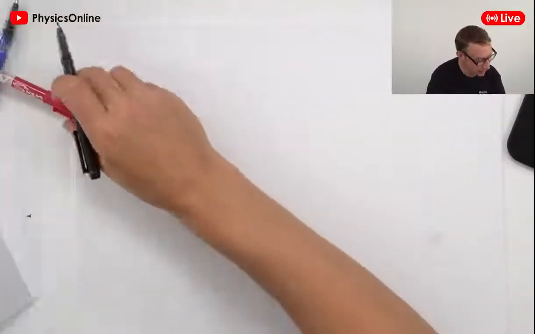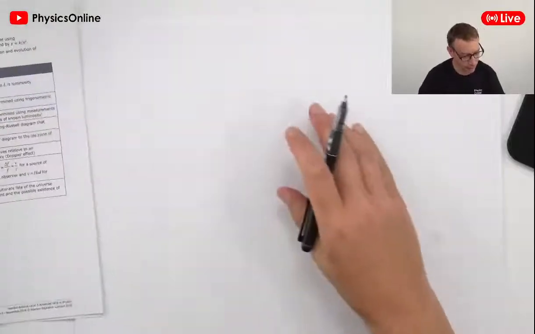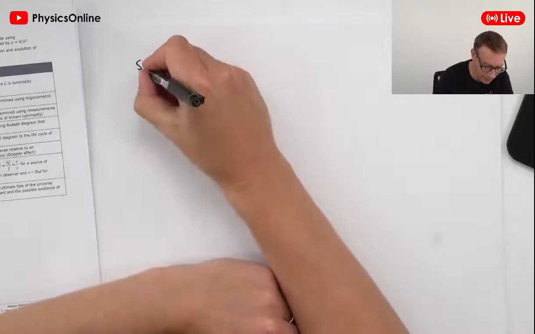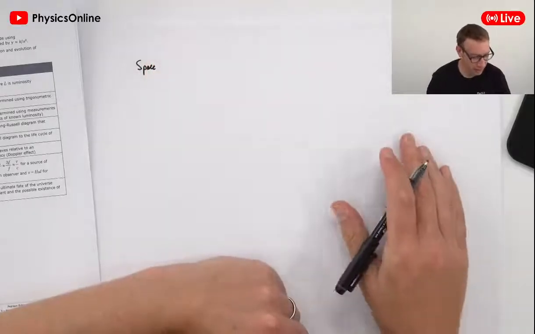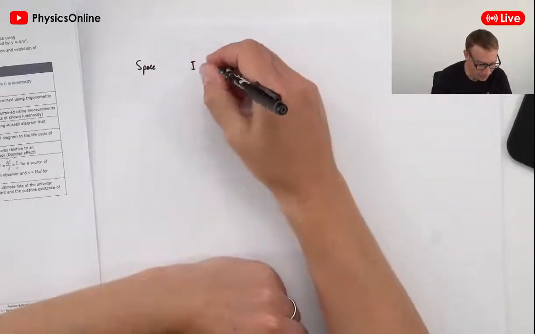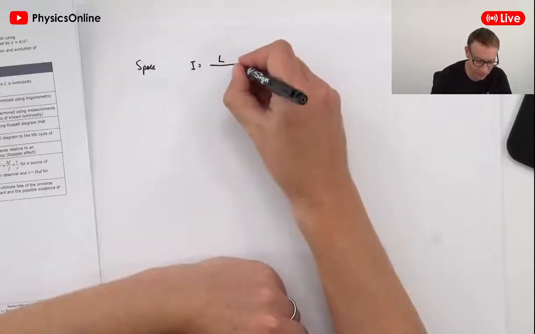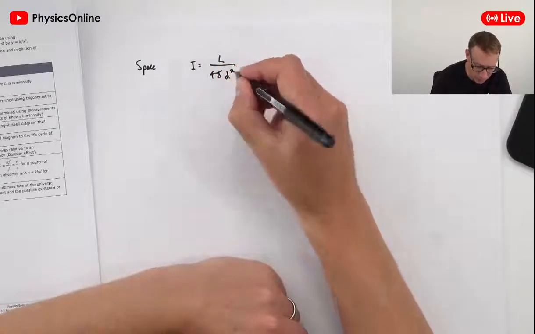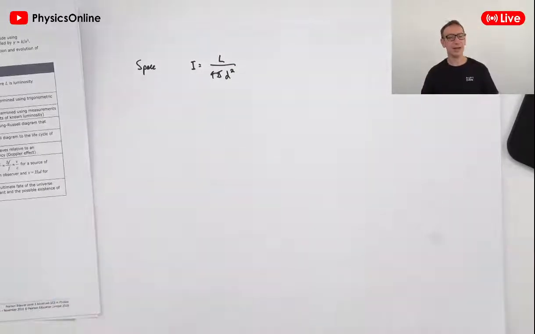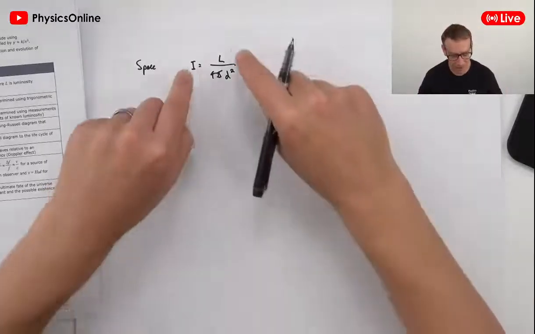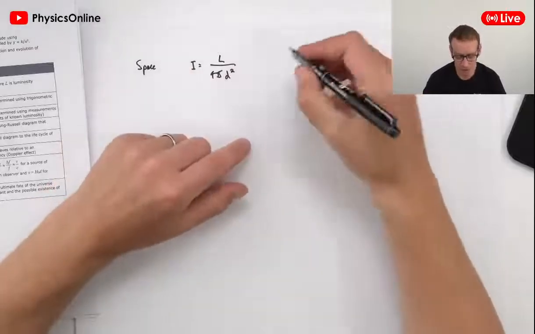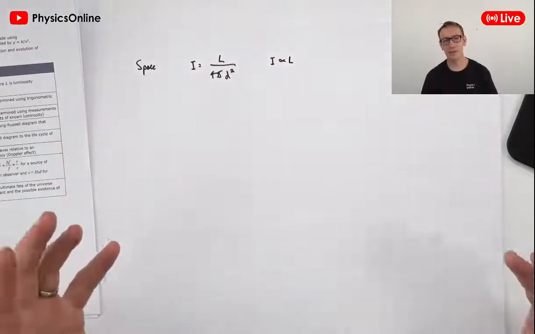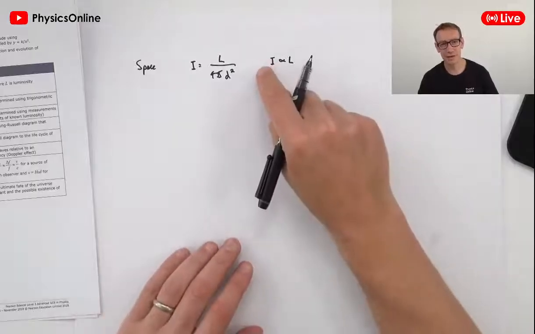So, space. The first one is about the equation that relates the intensity to the luminosity of a star over 4 pi d squared. Now this is kind of obvious, isn't it? Basically, if you've got something which is more luminous, then it's going to be giving out more energy per second. So the intensity of that is going to increase.